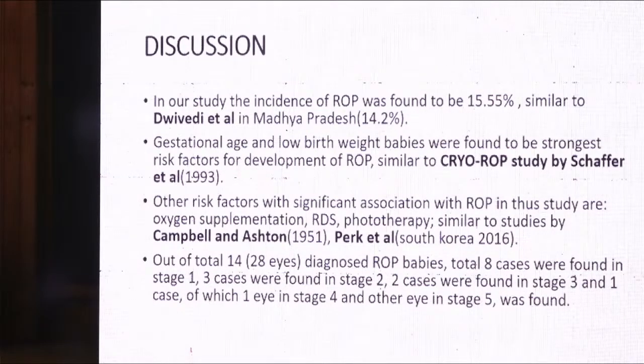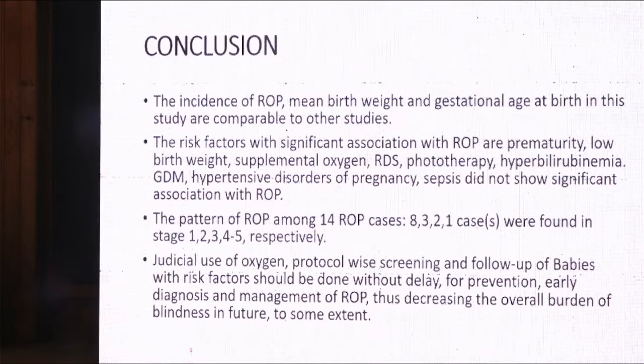Out of a total of 14 diagnosed ROP babies, 8 cases were found in stage 1, 3 in stage 2, 2 in stage 3, and 1 case, with 1 eye in stage 4 and the other in stage 5. So the incidence of ROP, mean birth weight, and gestational age at birth in this study are comparable to other studies. The risk factors with significant association with ROP are prematurity, low birth weight, supplemental oxygen, RDS, phototherapy, and hyperbilirubinemia. Gestational diabetes, hypertensive disorder of pregnancy and neonatal sepsis did not show significant association with ROP in this study. The pattern of ROP among 14 cases was 8, 3, 2, 1 in stages 1, 2, 3 and 4 to 5 respectively.